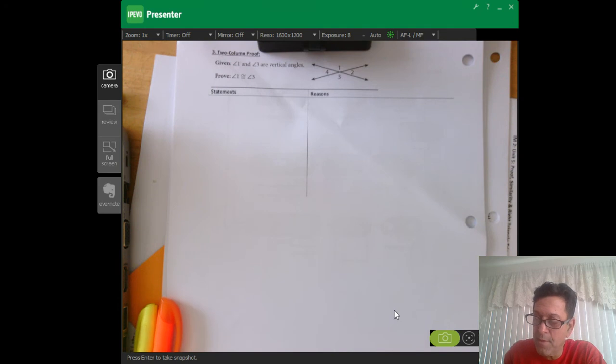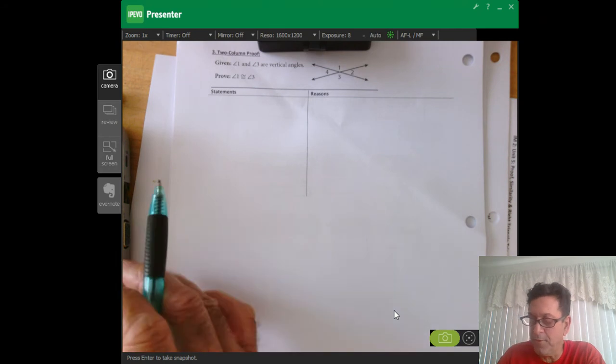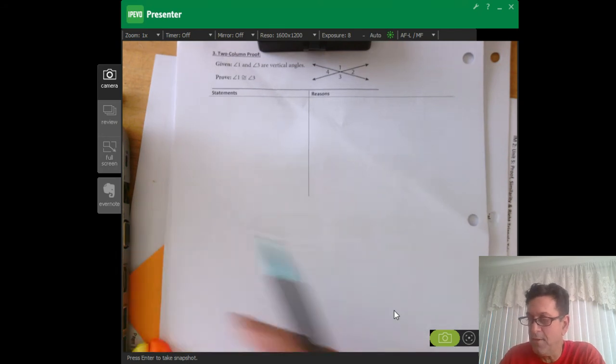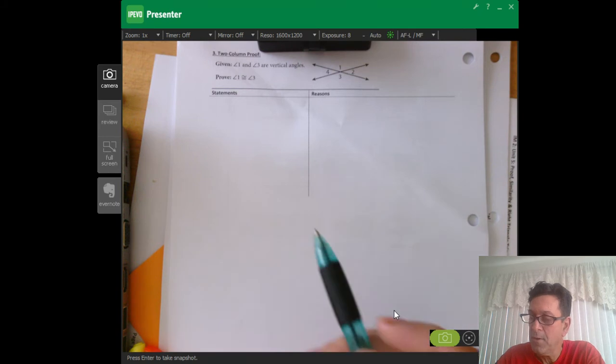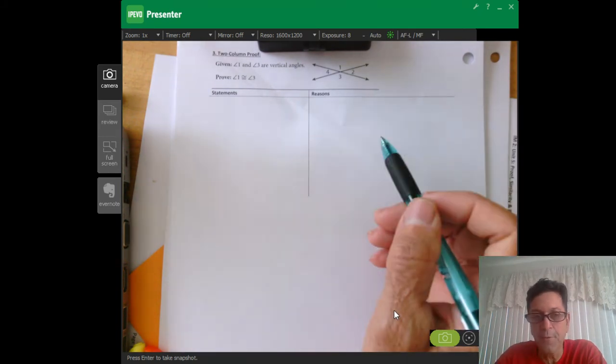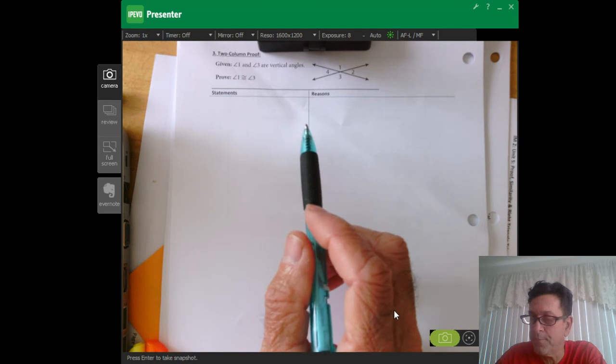It's different than a paragraph proof in the same way that a paragraph and an outline, or a paragraph and a bullet list, are different. It's much more brief. You don't necessarily have to write complete sentences in an outline, although it helps. So here we're going to construct a two-column proof.